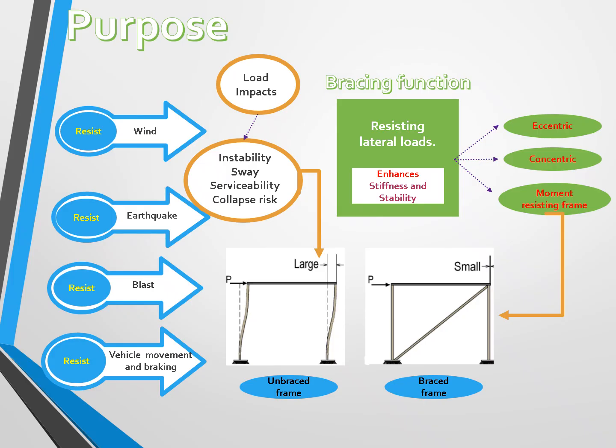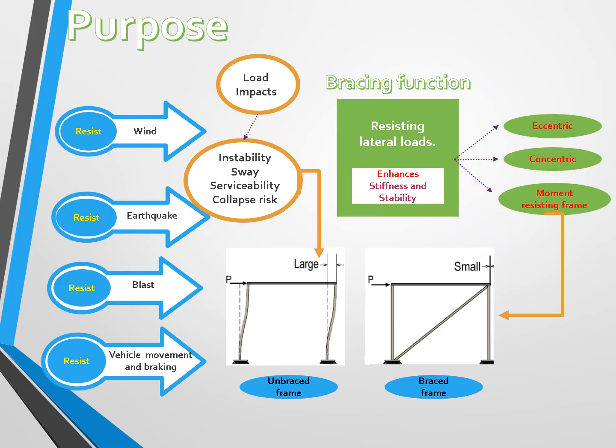The frame with no bracing system, with no lateral load resisting system, is prone to large displacement that finally might put this frame or structure at collapse risk. While when we go for a braced frame, the amount of drift or lateral displacement due to these lateral loads is small. So the function of a bracing system is to resist lateral loads through enhancing stiffness and stability of the structure.